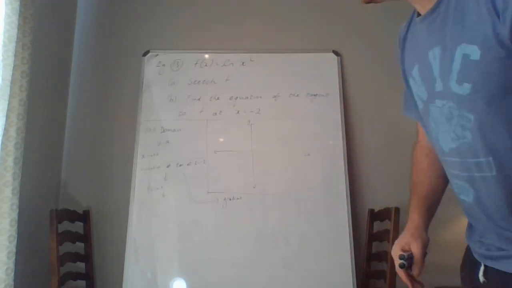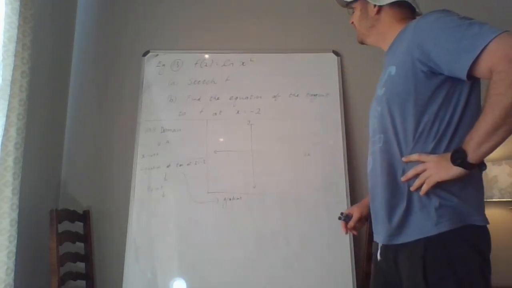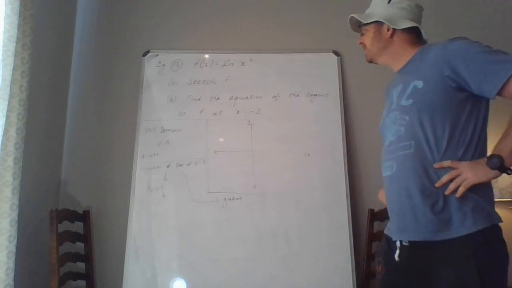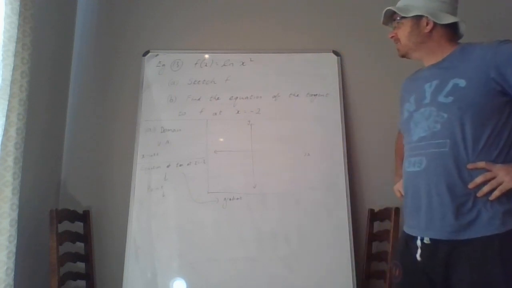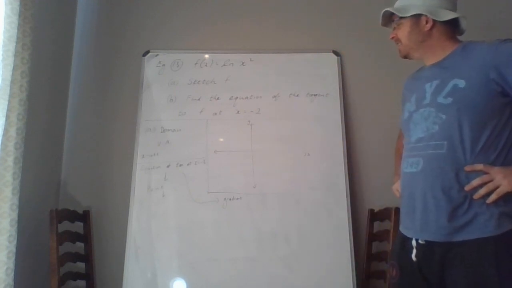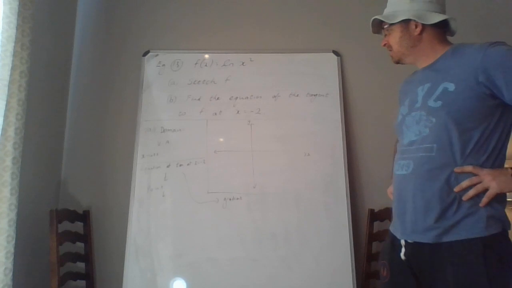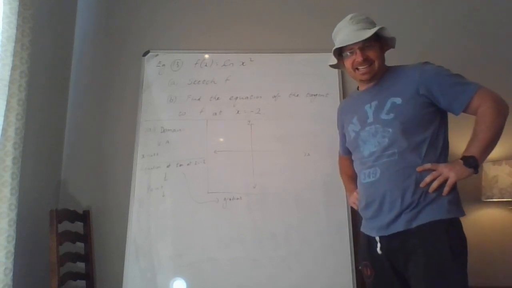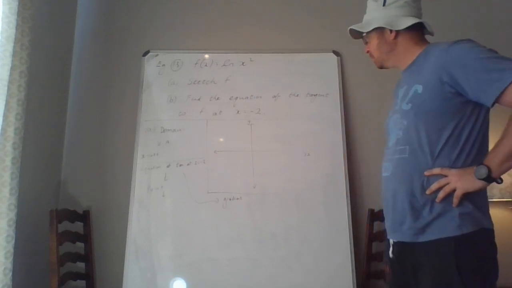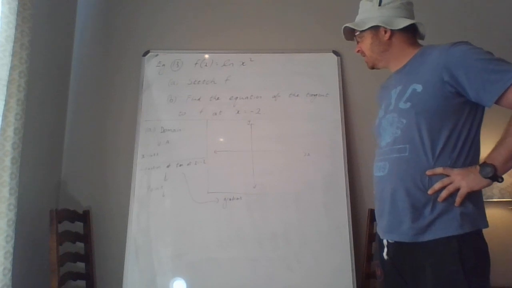Okay, rat bags, last sum. Example 13, f of x is equal to ln x squared. Question, first of all, is go sketch f. Rosina, you're going to do that. And B, Mogadishu, I want you to find the equation of the tangent to f at x is equal to negative 2. Right, so first of all, go do the sketch.